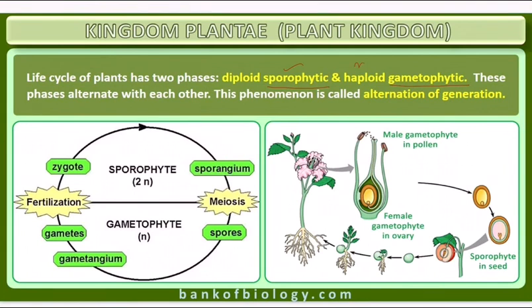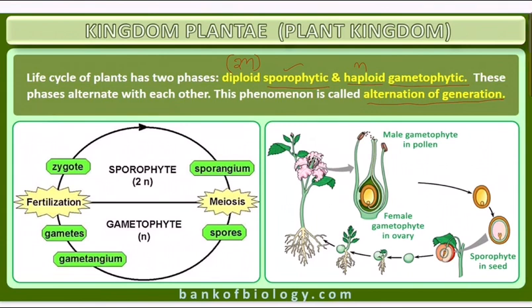They have either one set of chromosomes. If they have one set of chromosomes, we normally indicate it with n, and we say haploid, one set of chromosomes. On the other hand, if the organism has two sets of chromosomes, we write 2n, diploid. So every plant has two phases, diploid sporophytic and haploid gametophytic. These phases alternate with each other to complete the life cycle of the plant. This phenomenon is called alternation of generation.